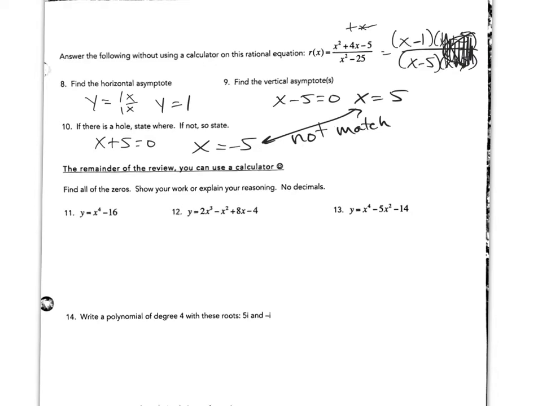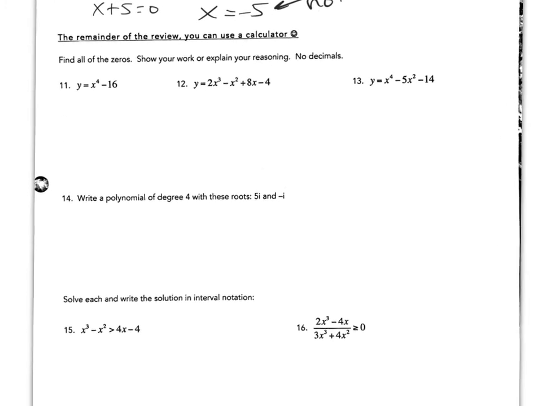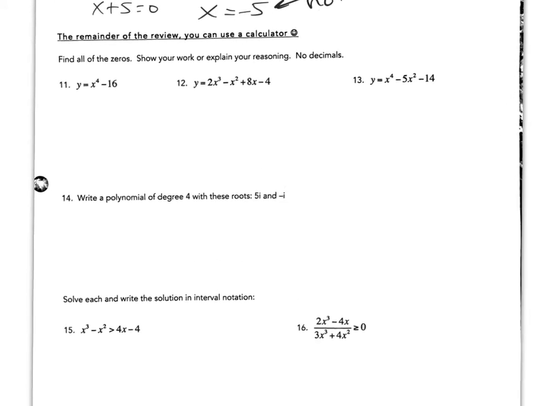And then we begin the calculator part. The second and the last difference between this and the actual test is this section right here. On the test, there is only 2 factoring problems. I've given you 3 just for practice. It says find all the zeros. That's a hint to you.